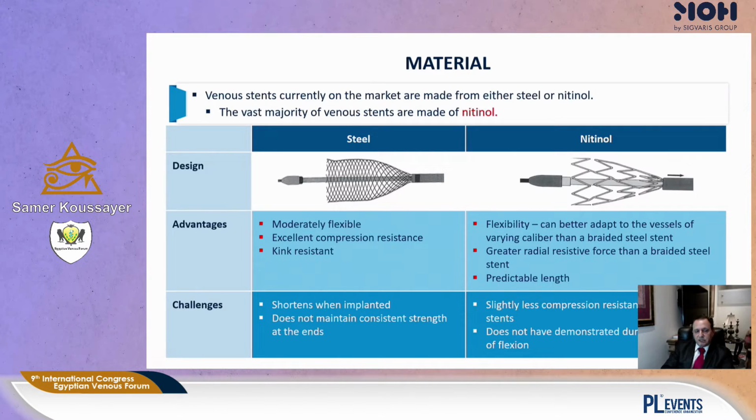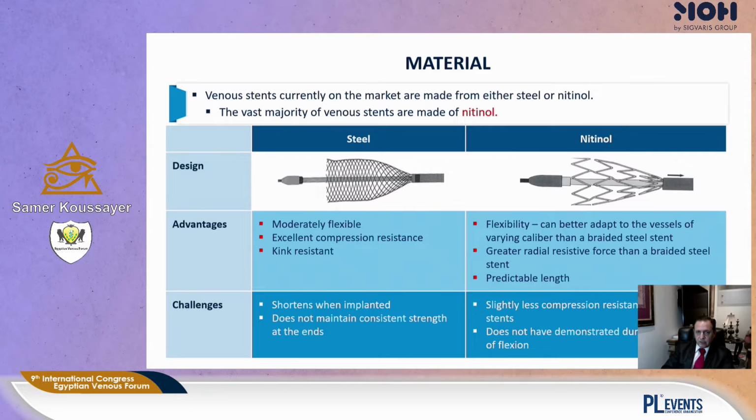The material also is very important. What material are we going to use? Are we using steel or nitinol? And when we pick a stent, what's the difference? Steel is usually moderately flexible, but it has excellent compression resistance and kink resistance. But what's the disadvantage? It shortens when implanted because it's a closed cell, and does not maintain consistent strength at the end.